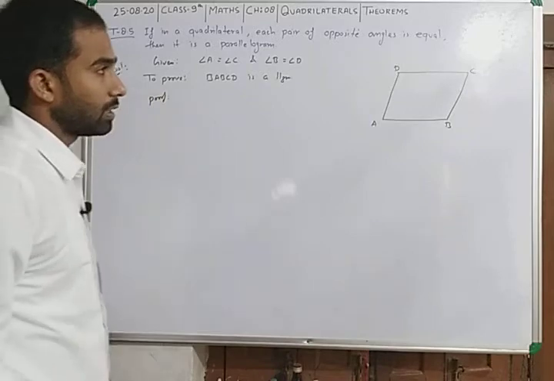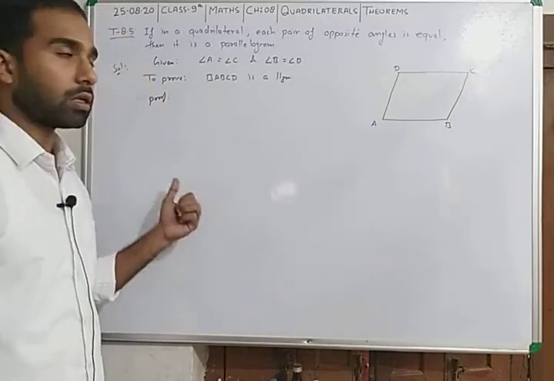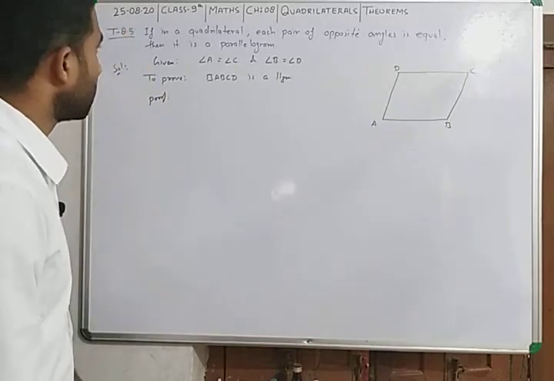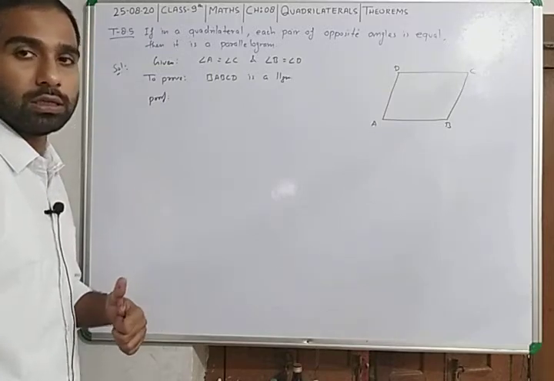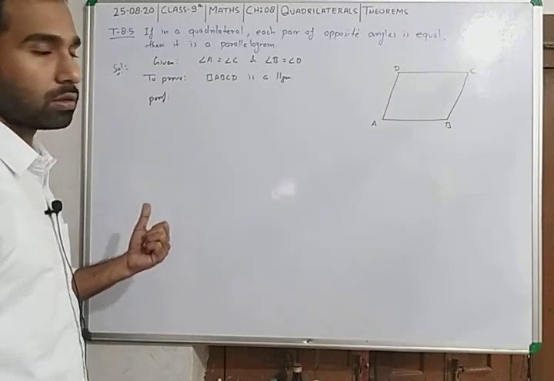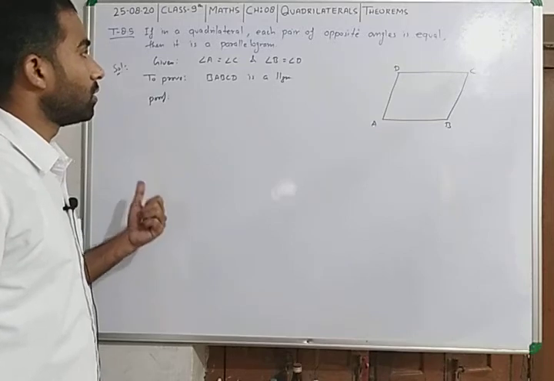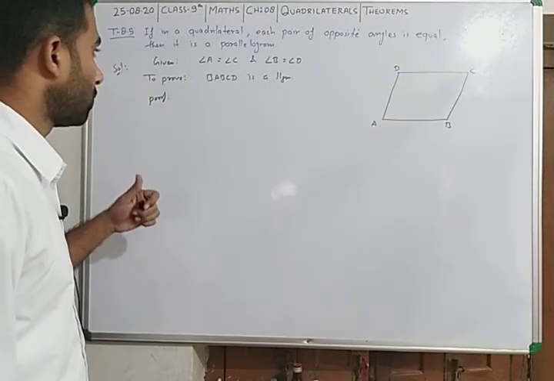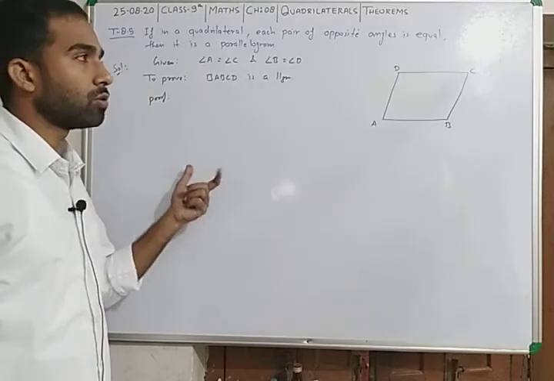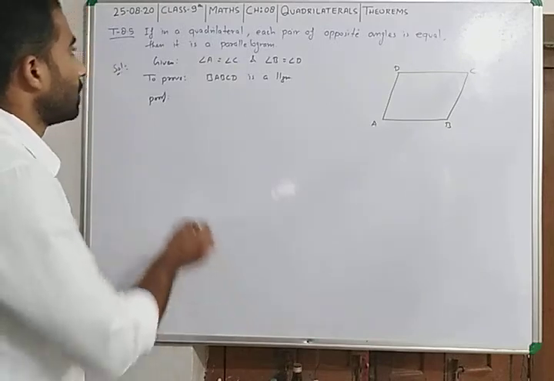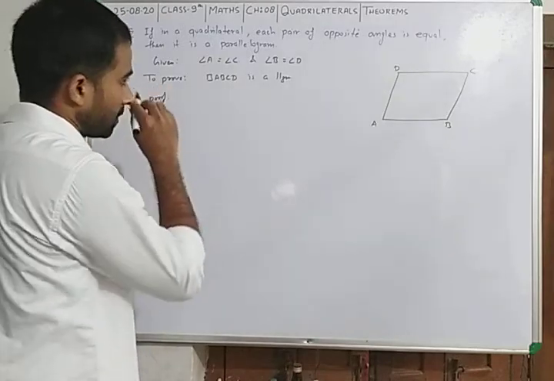This is very easy, and this theorem is also the converse of the previous one. Theorem 8.5 is the converse of theorem 8.4. Theorem 8.3 was the converse theorem of 8.2. Okay, that is, the same statement has been said in two ways. Anyway, let's focus on 8.5.